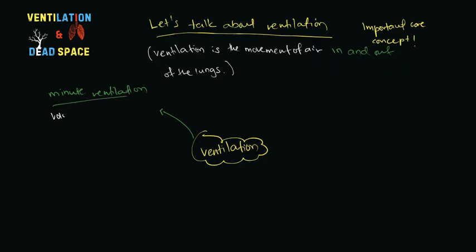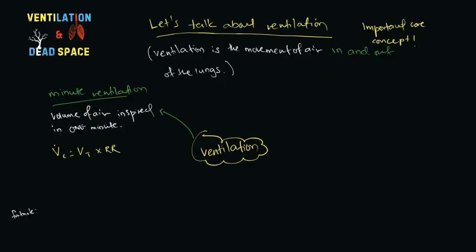The first one is minute ventilation. It is the volume of air inspired in 1 minute. It can be written as capital V with a dot on top, E, is equal to tidal volume times respiratory rate. We're using E here, E for exhalation, because it's the exhaled gas that can be measured.